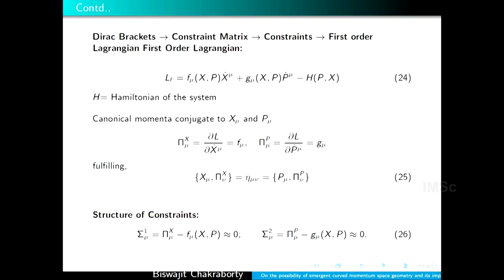We write the first order Lagrangian where x and p are the configuration space variables and the extended phase space. There are pi's for x and pi's for p. So these are the extended phase space now. They satisfy the usual Poisson bracket, equation 25. And the structure of the constraints, since it is first order, is usual, given in 26.